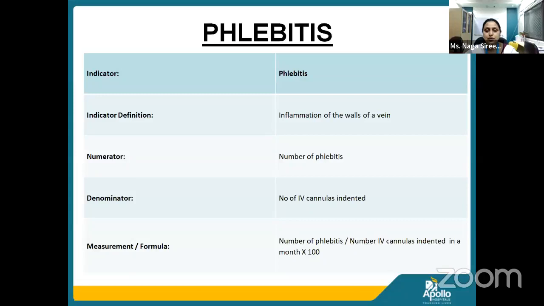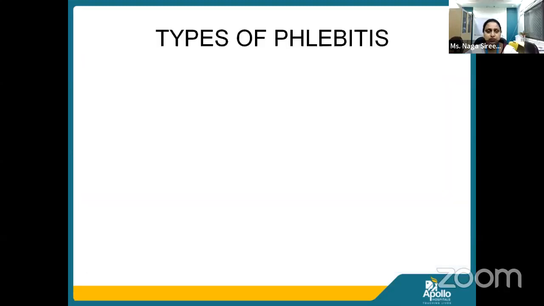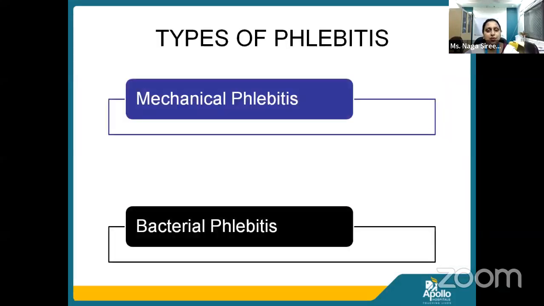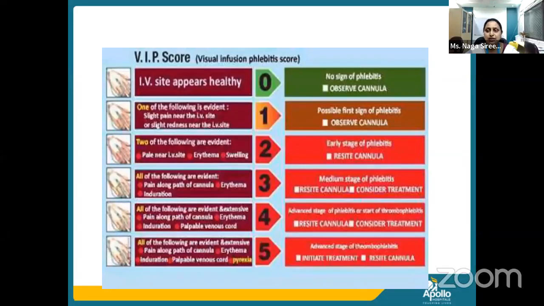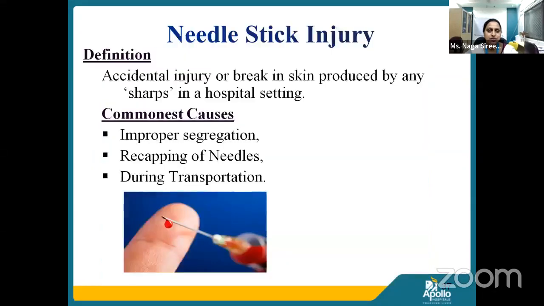This phlebitis also, how we can calculate: number of phlebitis by number of IV cannulas inserted in a month, into 100. And types of phlebitis, you all know: mechanical phlebitis, bacterial phlebitis. And how do we assess this? VIP score, which is the visual infusion phlebitis score, which is very, very important.